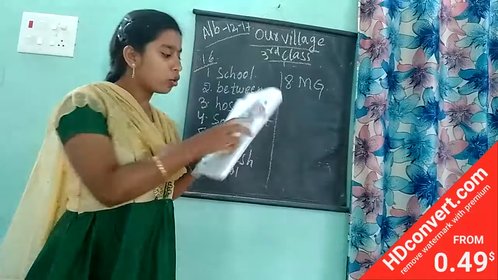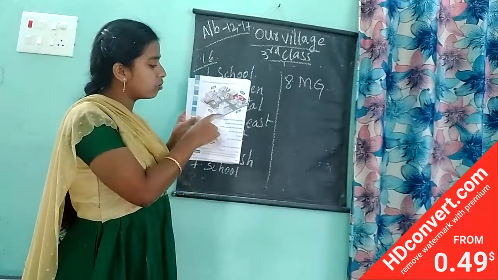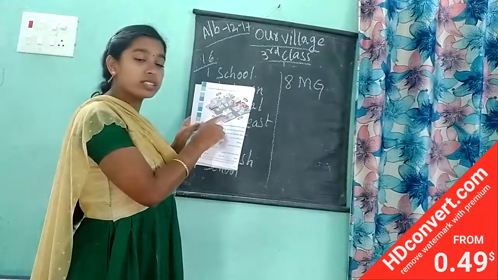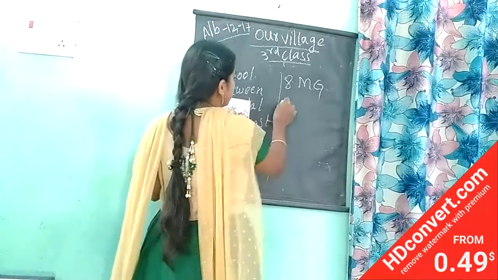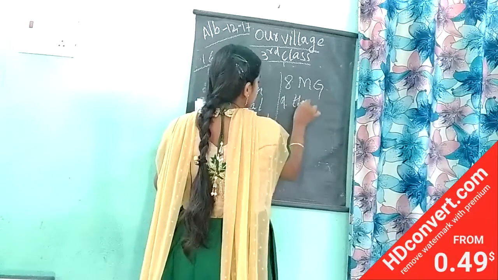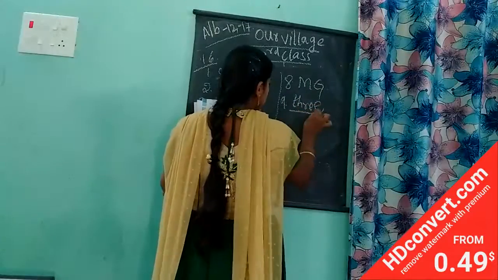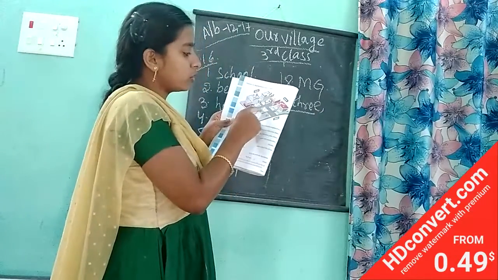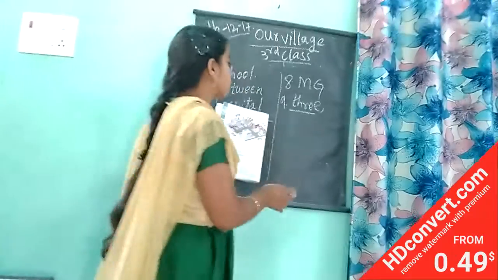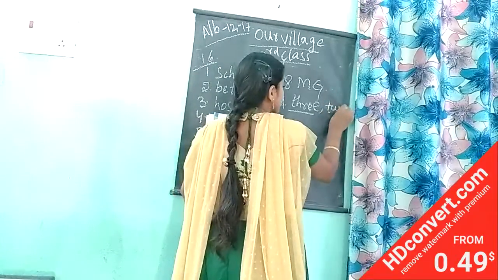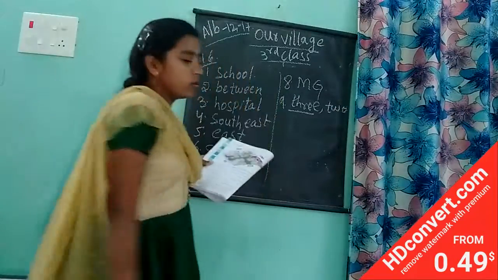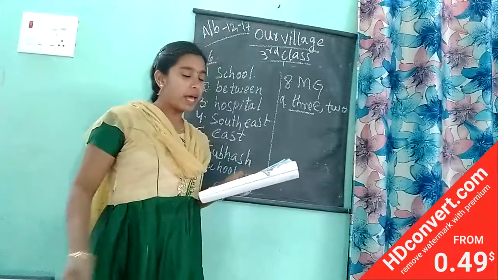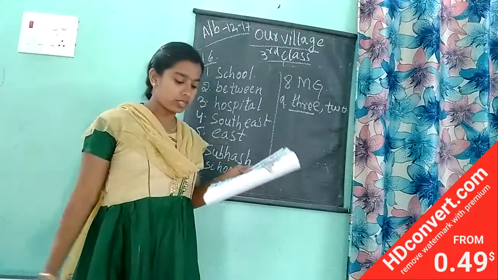In this residential complex, how many floors are we having? Count there. 1, 2, 3. So 3 floors. And how many roads? This side one road and this side one road. MG road and the Subhash road. So 2 roads. Okay, children. So these are the blanks shown in the page number 16, children.